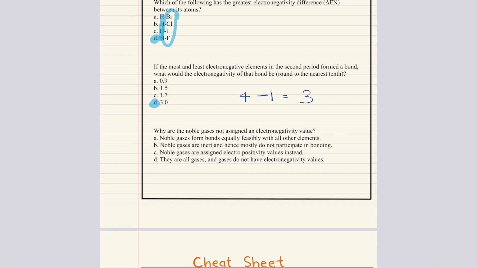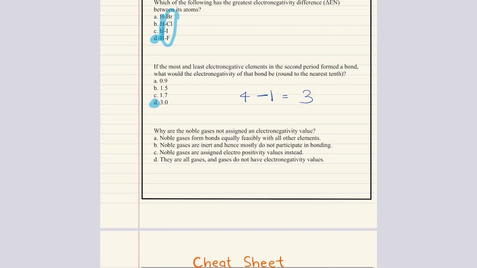Finally, our last problem says, why are the noble gases not assigned an electronegativity value? A says noble gases form bonds equally feasible with all other elements. B says noble gases are inert and hence mostly do not participate in bonding. C says noble gases are assigned electropositivity values instead. And D says they are all gases and gases do not have electronegativity values.